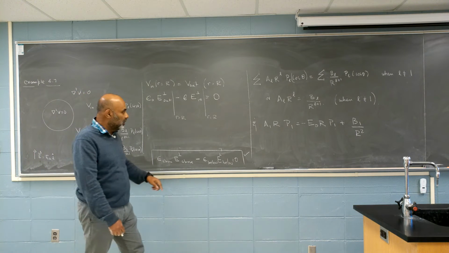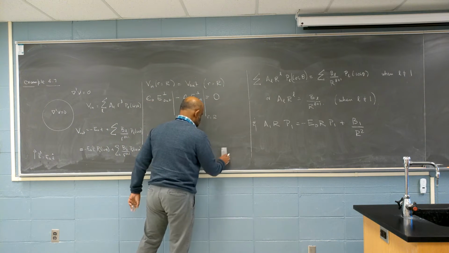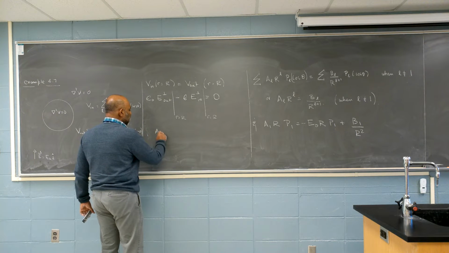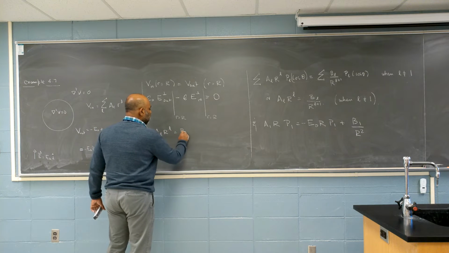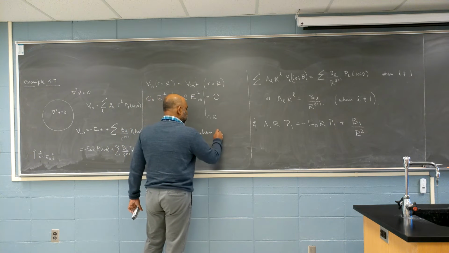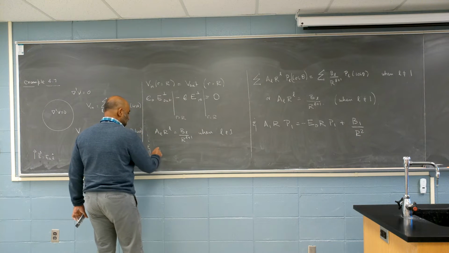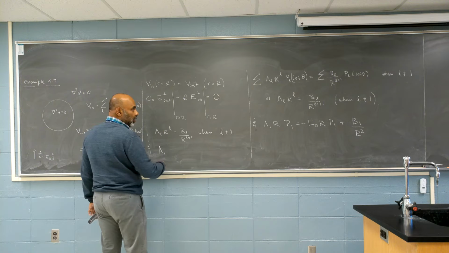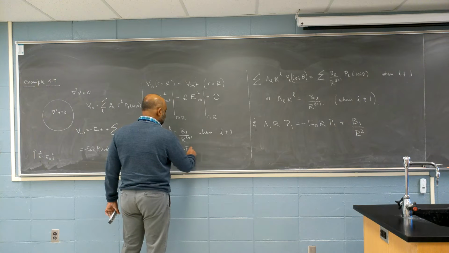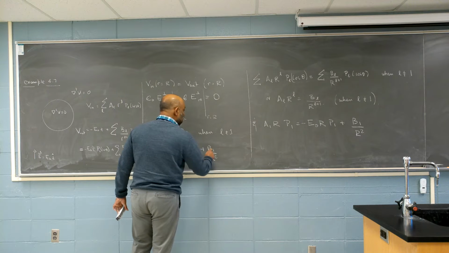So the equality of potential, I'm going to erase that side. I'm going to write it as AL RL is equal to BL over R to the L plus 1 when L is not equal to 1, and A1 R equals minus E0 R plus B1 over R squared. Please confirm.